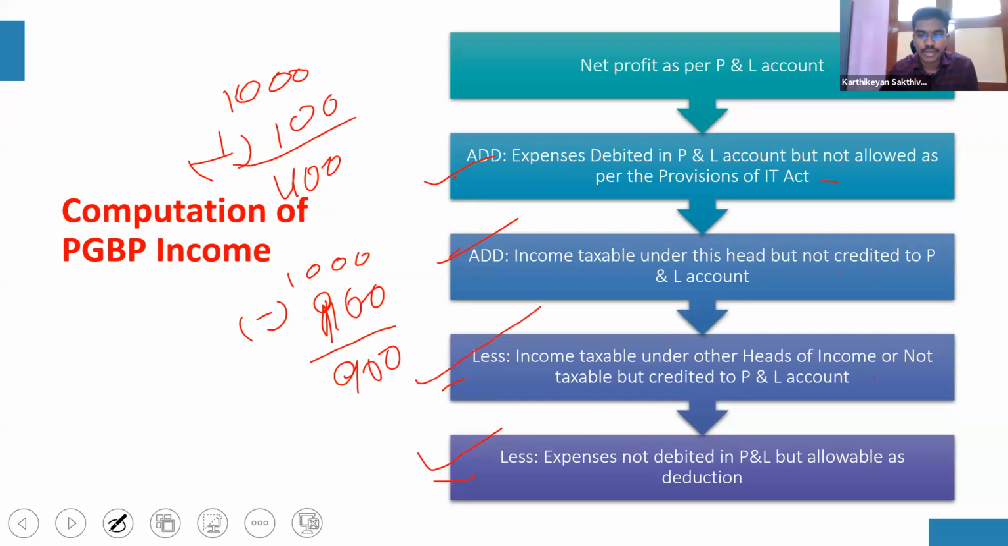So totally there are only 4 buckets. Start with net profit as per P&L, then 2 adds and 2 subtractions. First is expenses debited in the P&L account but not allowable as per the Income Tax Act. Next is income taxable under the head PGBP but not credited to the P&L account. Then there are 2 subtractions. First is income which is taxable under other heads of income but credited to the P&L account, which is to be subtracted. Next is expenses not debited in the P&L account but allowable as per deduction, which is also to be subtracted. So these are the 4 major items.